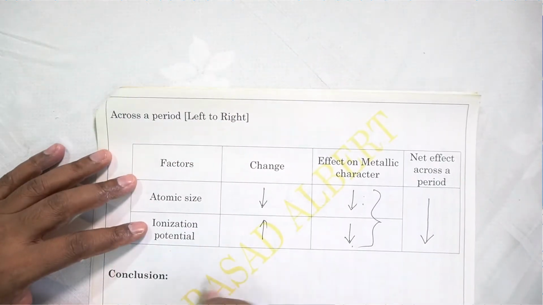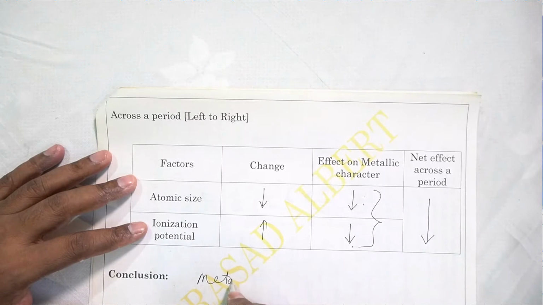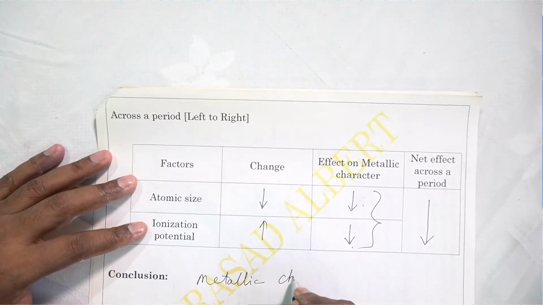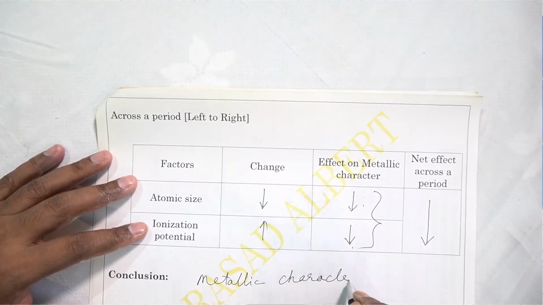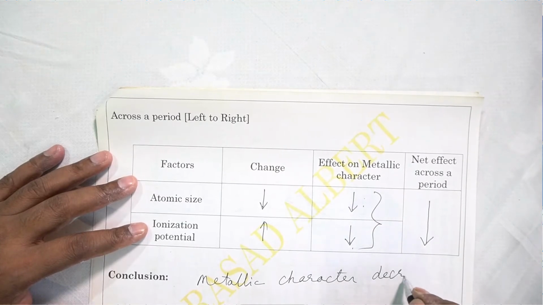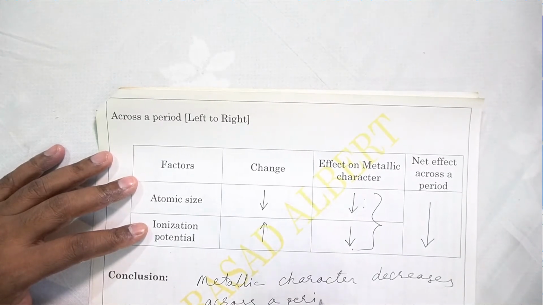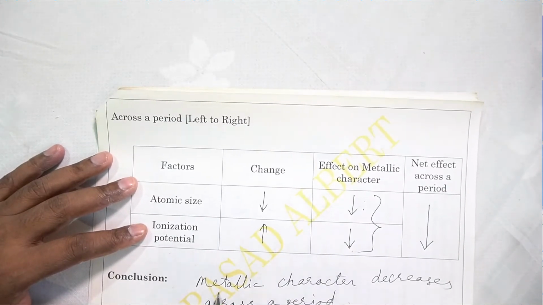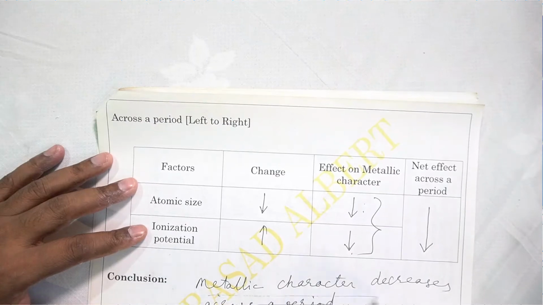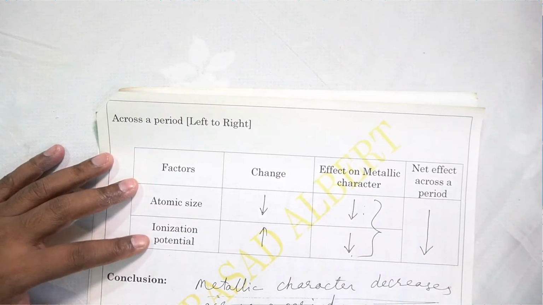Okay. So what is the conclusion? Metallic character decreases across a period. Okay, so across a period this metallic character decreases. This is what we have concluded here. Now let's see down a group, how it varies down a group.